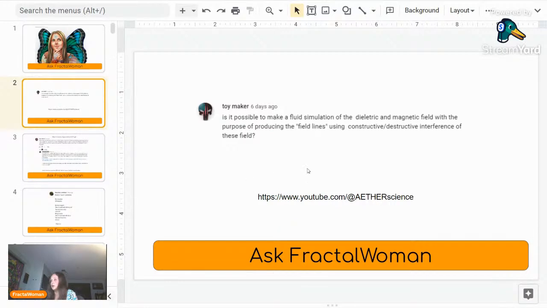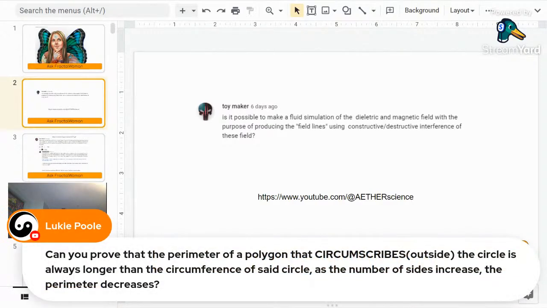And so let's see if I have any questions in here. Let's see what we have. So here is a question. Can you prove that the perimeter of a polygon that subscribes the outside of a circle is always longer than the circumference of the circle as the number of sides increase as the perimeter decreases?